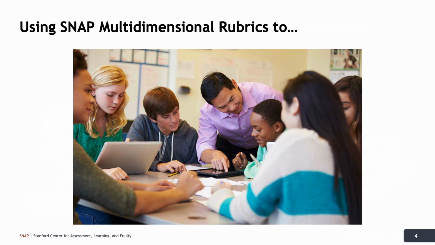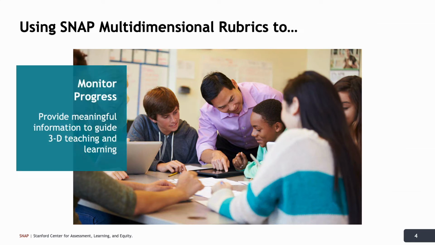At SNAP, we see the primary uses of rubrics as a means to provide meaningful information about students to guide the 3D teaching and learning. They're used by teachers and students to reflect on progress and to identify areas of students' strengths, as well as areas that need additional attention. This design of the assessment as an educative tool guided the design of rubrics that easily translate student work into feedback that can be used by teachers and students to improve learning outcomes.